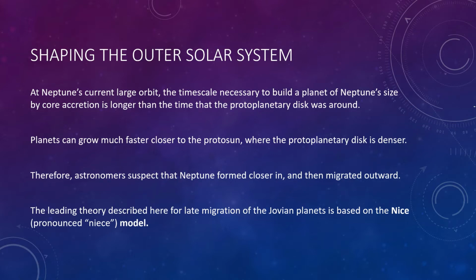However, planets grow much faster closer to the protosun, where the protoplanetary disk is denser. Therefore, astronomers suspect that Neptune formed closer in and then migrated outward. The leading theory described here for late migration of the Jovian planets is based on the Nice model. In the Nice model, the Jovian planets would have all originally formed within about 20 AU of the protosun, even though the outermost planet today, Neptune, lies at about 30 astronomical units. So it must have migrated about 10 astronomical units outward.